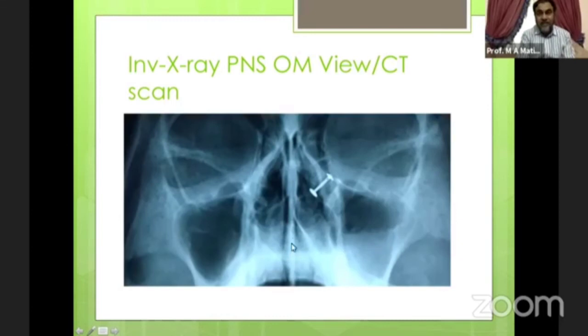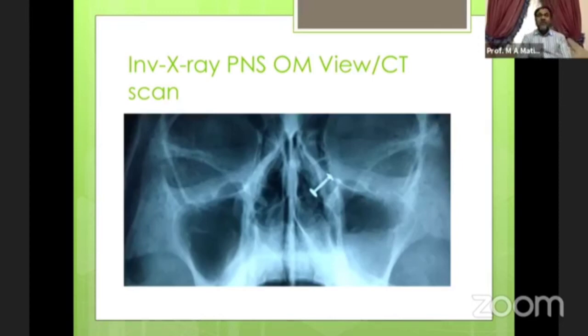This is the nasal cavity. This is the septum. This is the turbinate. This is the orbit, and these are the ethmoid air cells. Look, the other air cells are normal. Right maxillary sinus normal, nasal cavity normal, ethmoid air cells normal. So what is the diagnosis here? My diagnosis is left acute maxillary sinusitis.